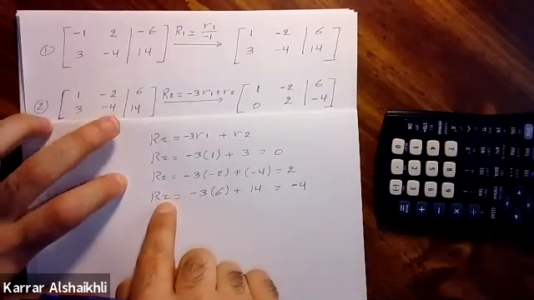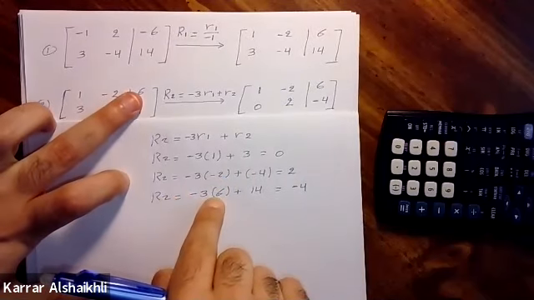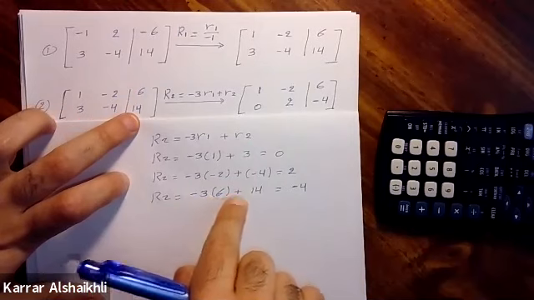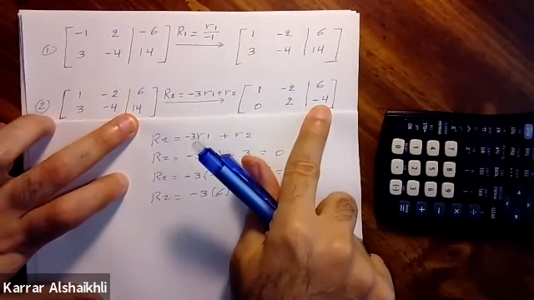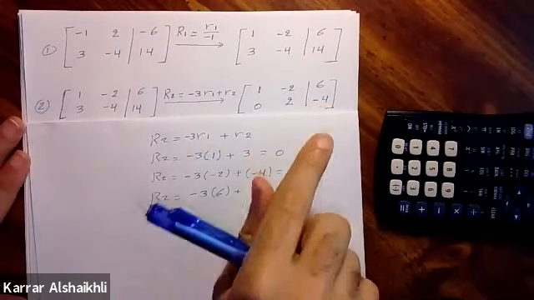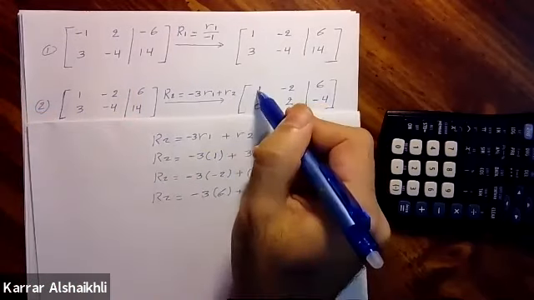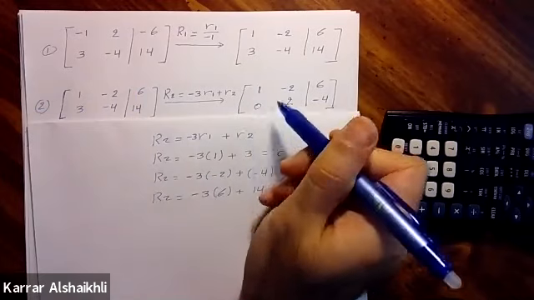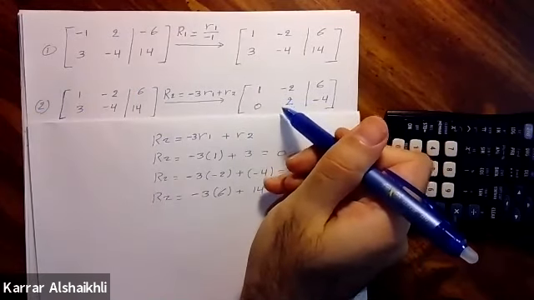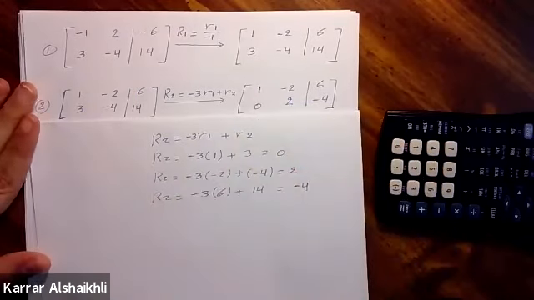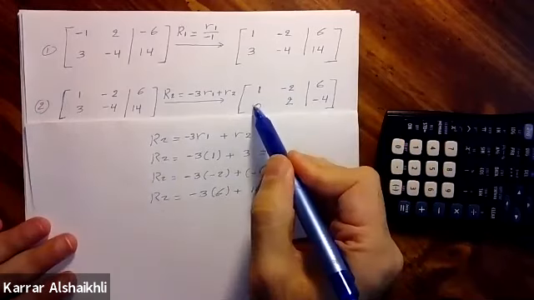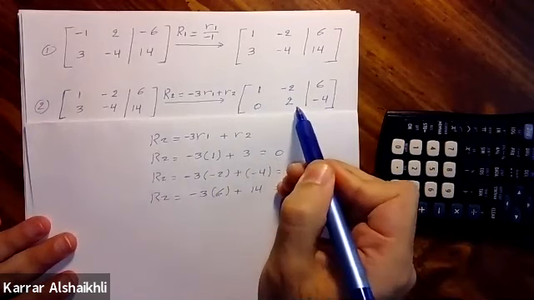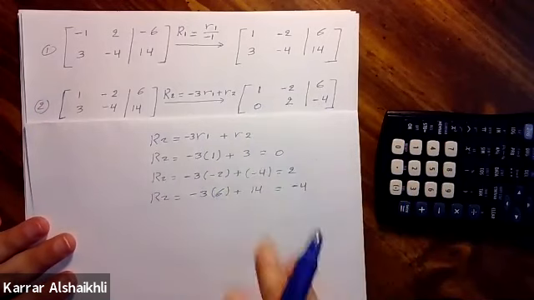The last one, -3 times 6, -18. -18 plus 14 is going to be -4. So here is -4. I'm done with this step. I have 1, 0. I have to go to step 3, working on this number. I already know step 3 is divide. So I'm going to divide the whole R2 by this number here, by 2.